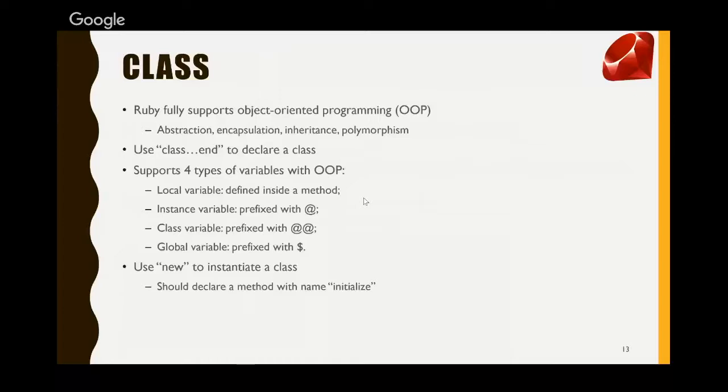Then what if it's a class variable, which is just like the static variable? You should use a double @ prefix. If it's a global variable, it should be prefixed with the $ sign. Okay. So to instantiate a new object, you just use new, which is still the same.